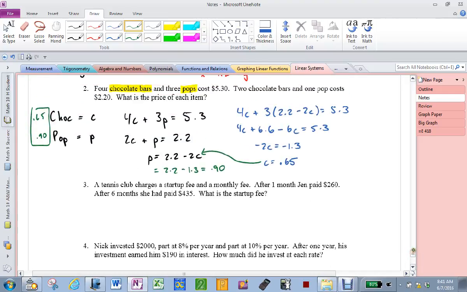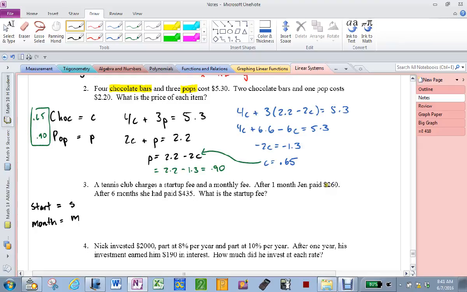Number 3. I didn't give you a lot of room. So, step 1, choose your variables. What are the 2 variables? Startup fee and monthly fee. So there's start and month. Name them. Sure. Now what math is happening?